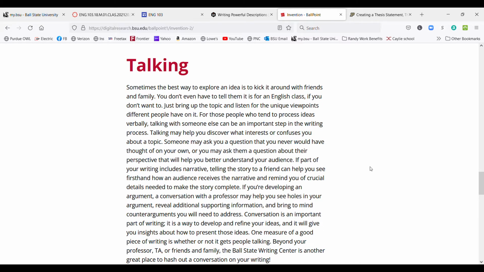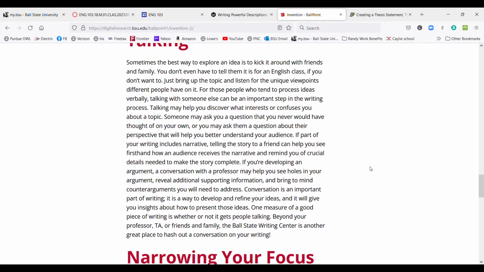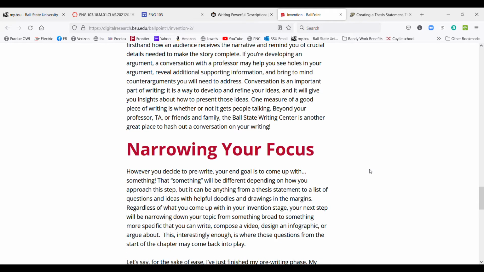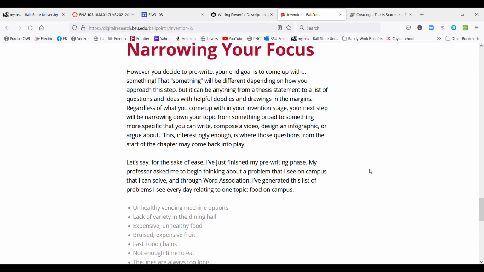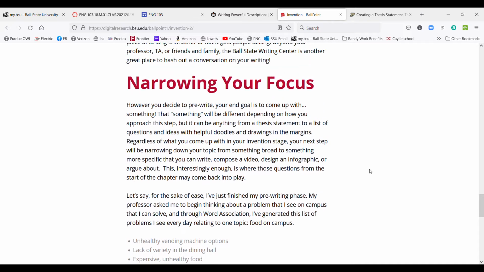Talking, you can talk with me. We can Zoom. You can talk with your peers, friends, family, whoever you feel comfortable. And then once you get those words puked onto a page or you cluster or you do your thing and you have some ideas, this goes into how to narrow your focus.